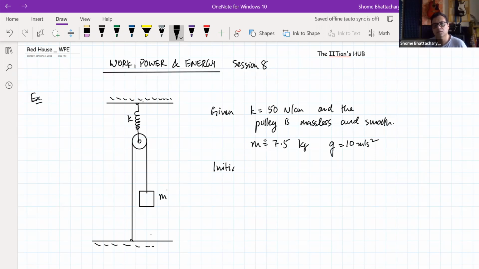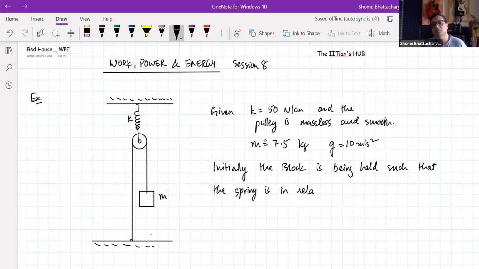So initially the block is being held such that the spring is in relaxed state and the thread is just about taut. Okay. So it doesn't have any tension, but at the same time it's not exactly loose. It's just about taut. Okay. So now the block is released from rest.